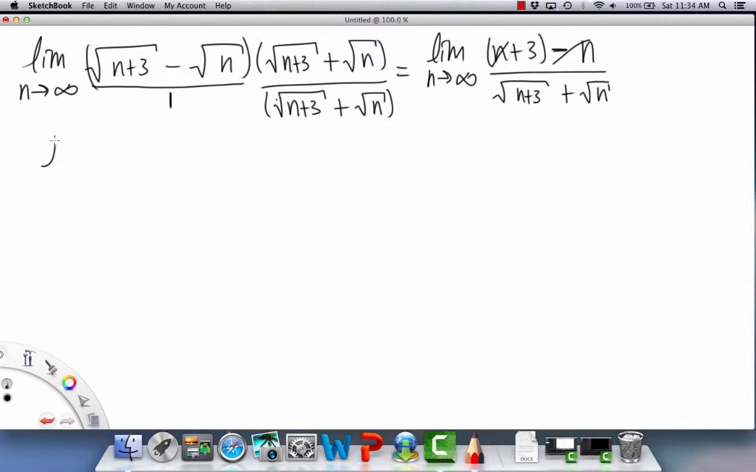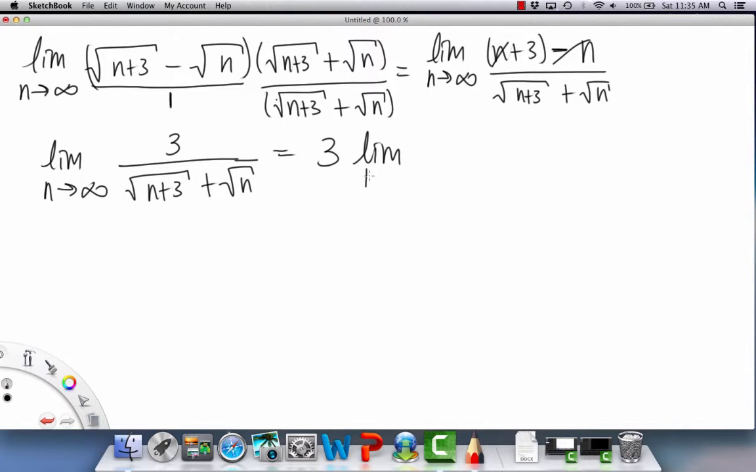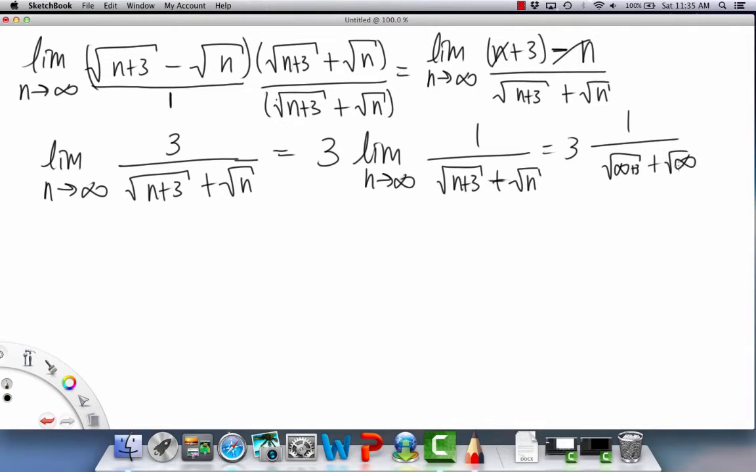Alright, so we end up with the limit as n goes to infinity of 3 over, now on the bottom we have square root of n plus 3 plus square root of n. Okay, so from this point, I can bring out the 3 in front, which, it doesn't really matter. You could keep it inside as well. I just like to do it because I like factoring things out for some reason. And then, from here, when we plug in the infinities, the plus 3 is not going to matter. Plus infinity on the bottom. This is just going to be 0, right?